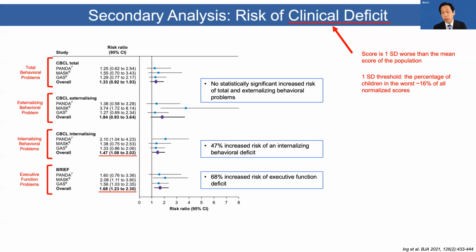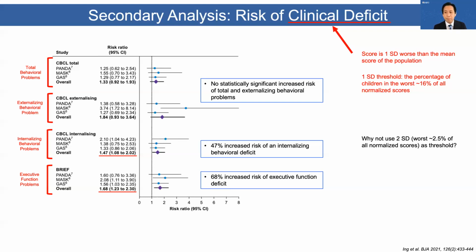One of the questions that often comes up is why we use 1 standard deviation as a threshold, and why this threshold was used in the MASK and the PANDA studies. Often, to make a diagnosis of a pathologic behavioral deficit, children may need to score 2 standard deviations away from the mean, or in the worst 2.5% of all scores. And there are 3 reasons why this was not used.